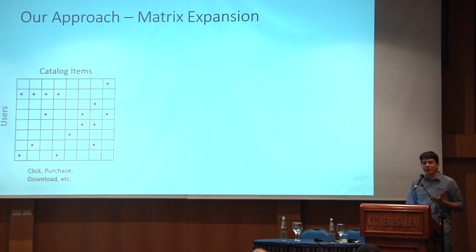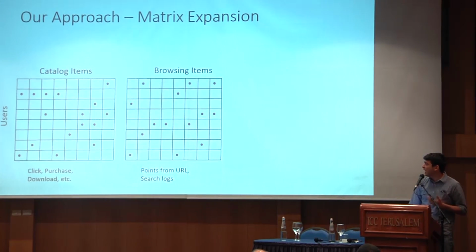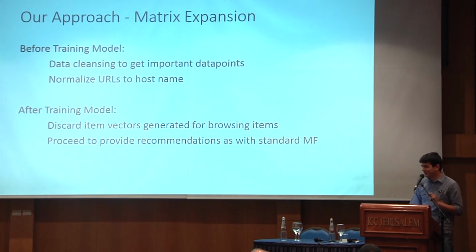So we take our original implicit one-class matrix of users versus catalog items, which has our dots for the usage points, and we simply concatenate it with another matrix which maps users to those browsing items, those URLs that they browse to, or those search queries. And then we proceed to perform matrix factorization after a few implementation details.